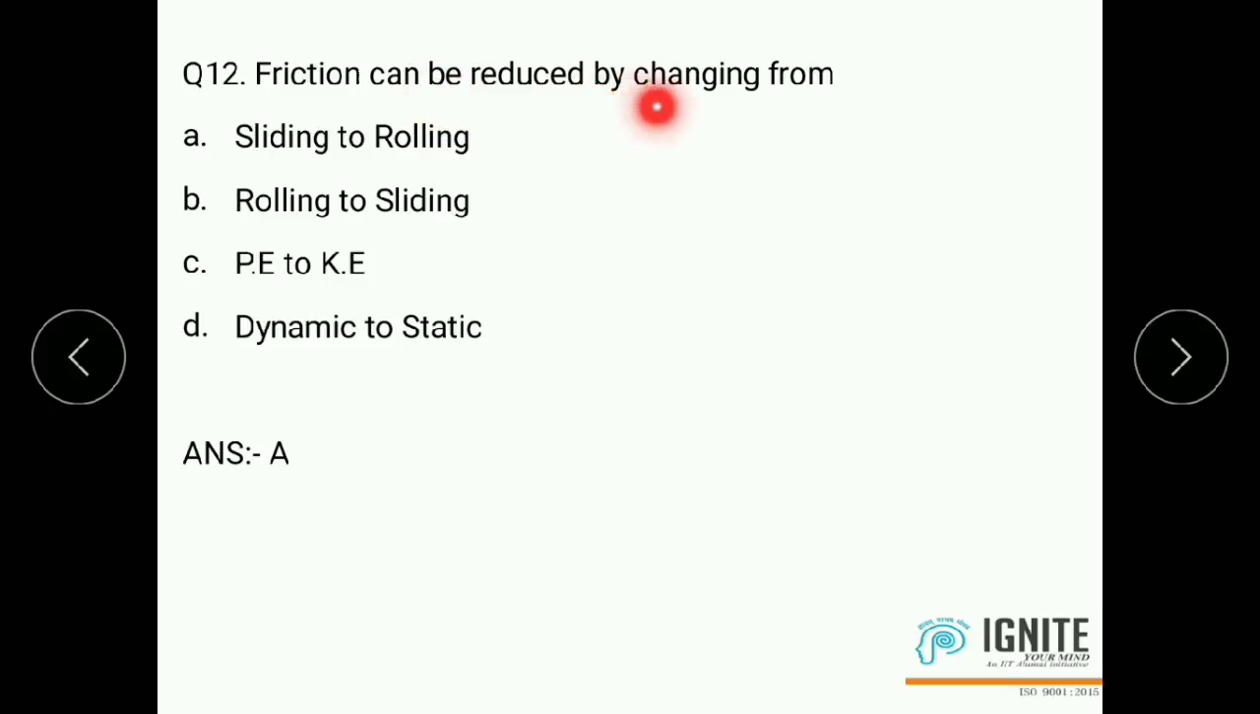Friction can be reduced by changing from. Options are given here. Correct answer, sliding to rolling. Rolling friction is much less than the sliding friction.